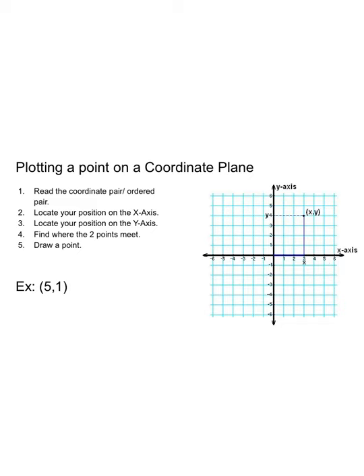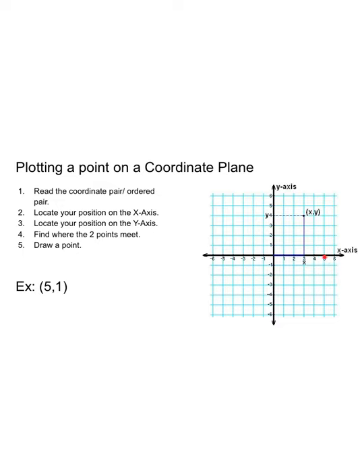Now, occasionally you're going to be given a coordinate or an ordered pair, and you are going to have to actually put the point on the graph. So let's talk about what that would look like. So first off, you're going to read the ordered pair. So here I can see that they would like me to put a point at 5 and 1. So first you locate your position on the x-axis. So I'm going to come here to the x-axis. Remember, that's the one that runs horizontal. And I'm going to find the number 5. So I see it's right there.